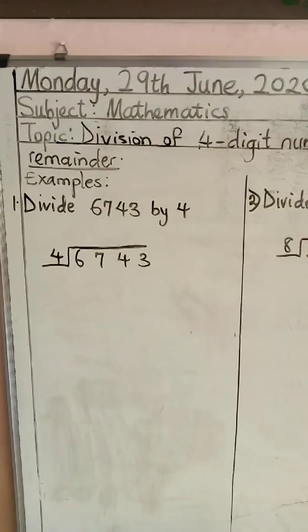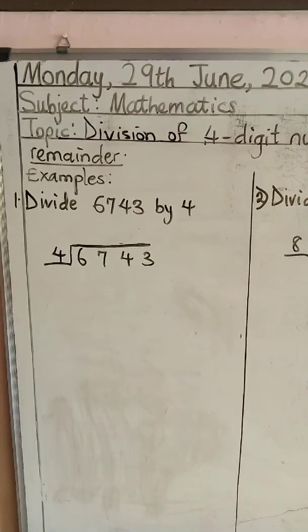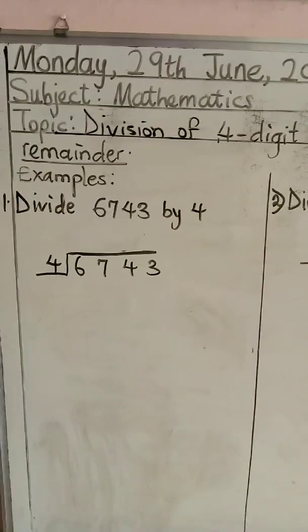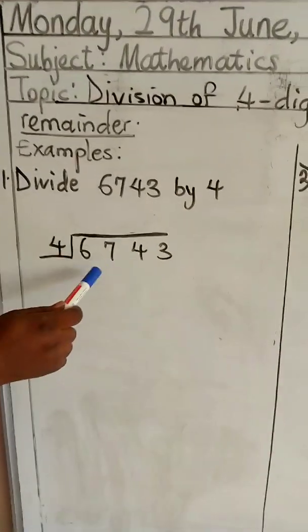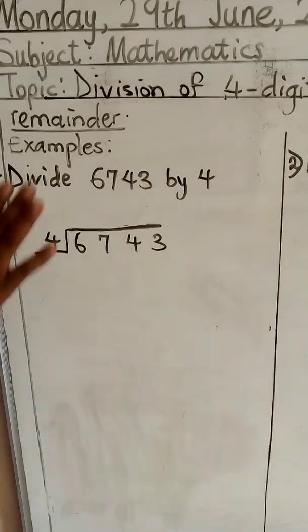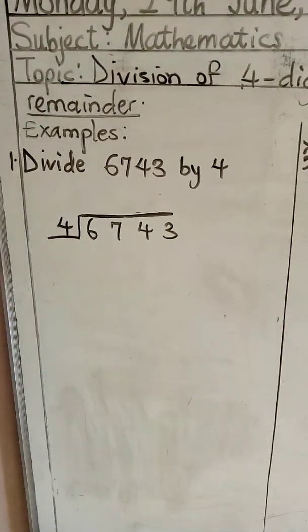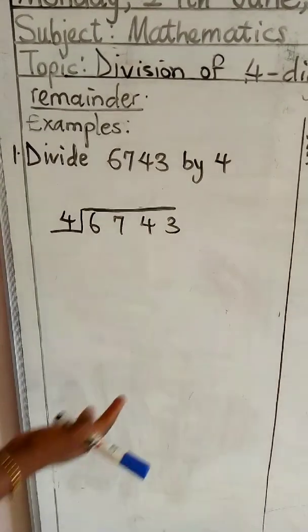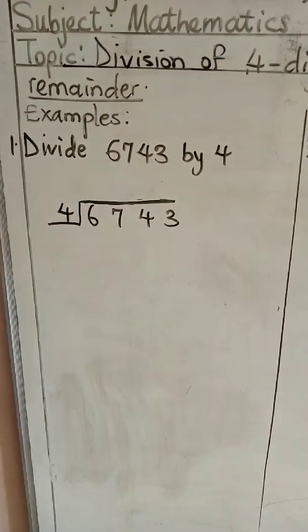Now when dividing, you have your dividend, your divisor, your quotient, and sometimes your remainder. Now this is my dividend and this is my divisor. When we are done, the answer we get is our quotient, okay? And the remainder is the last number when you are done.